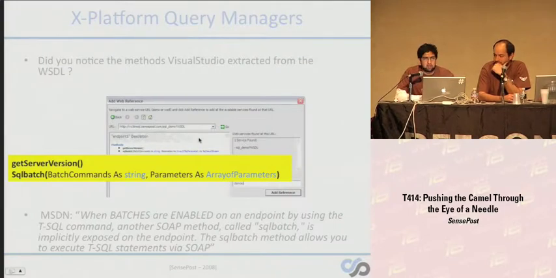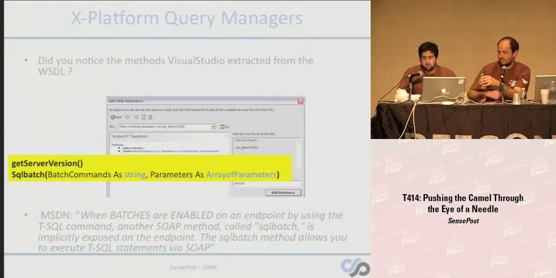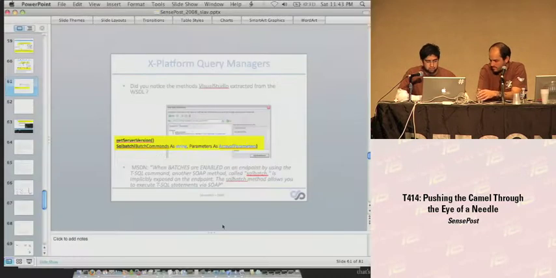So if you take a look at the WSDL that we just published, you'll notice it actually pushes down two functions. The one is getServerVersion. The other one is SQL batch, which is a built-in way of saying, I'm going to send you SQL, please execute the SQL for me. Okay, and that's built in.